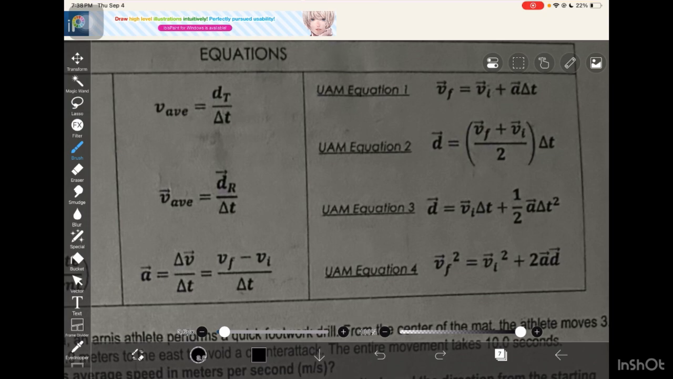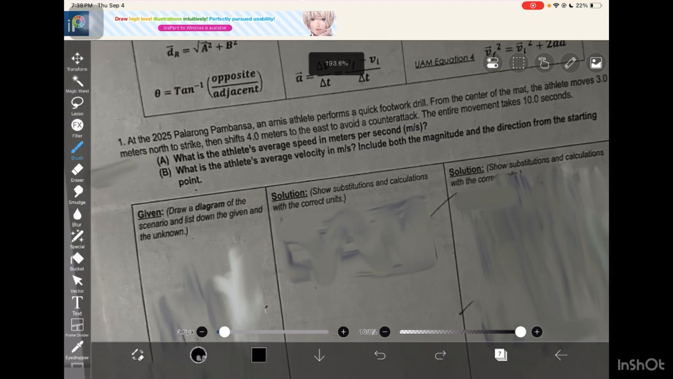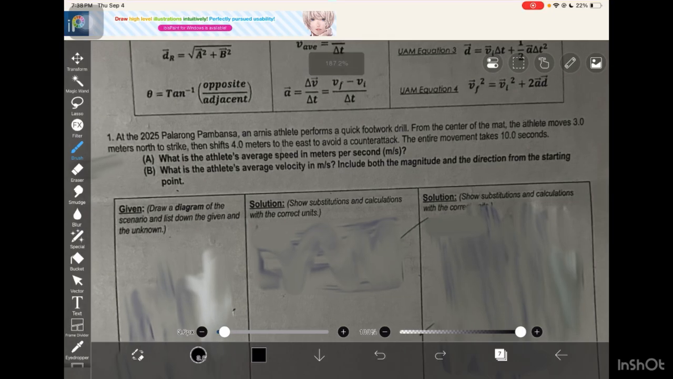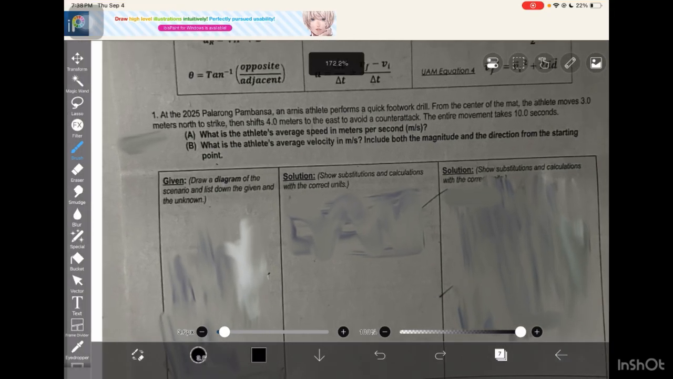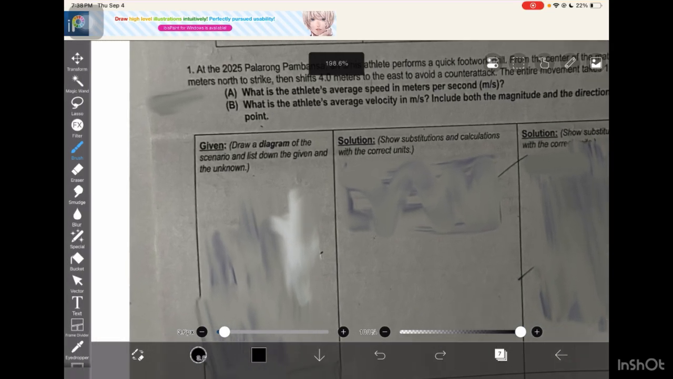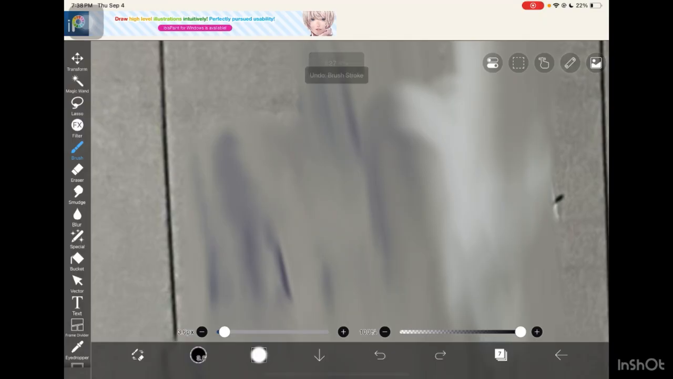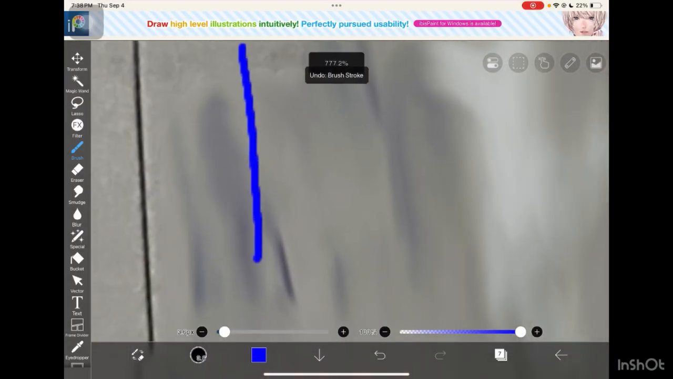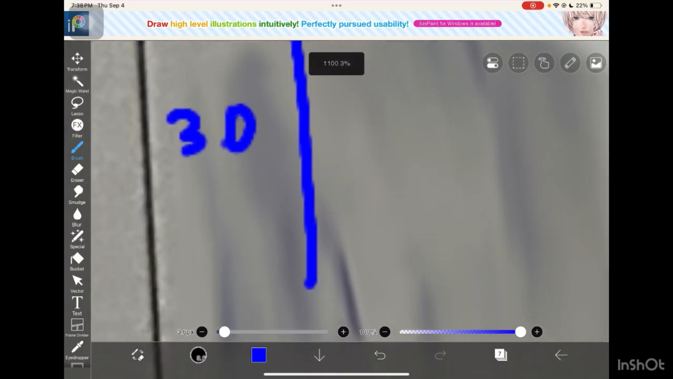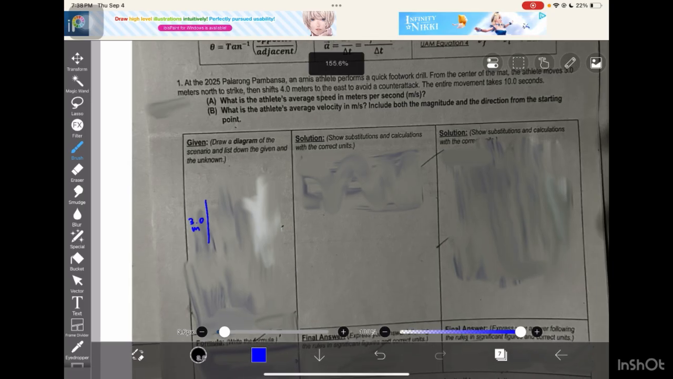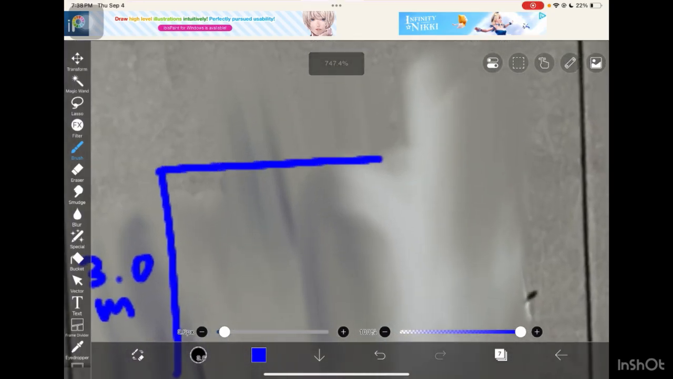Okay, let's get started. At the 2025 Palarong Pambansa, a harnessed athlete performs a quick football drill. We are given to draw a diagram. From the center of the mat, the athlete moves 3.0 meters north. I'll use the blue pen now. There we go, it stands out more. So 3.0 meters. And then he shifts 4.0 meters east.